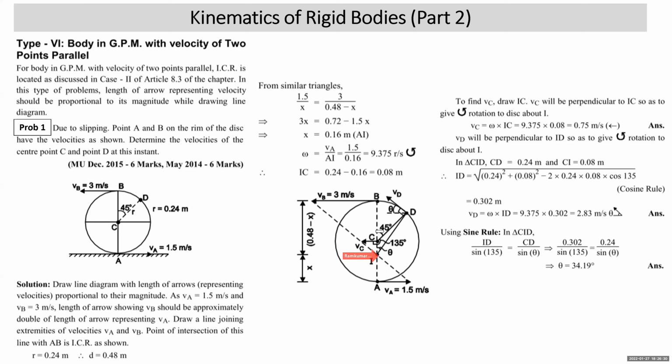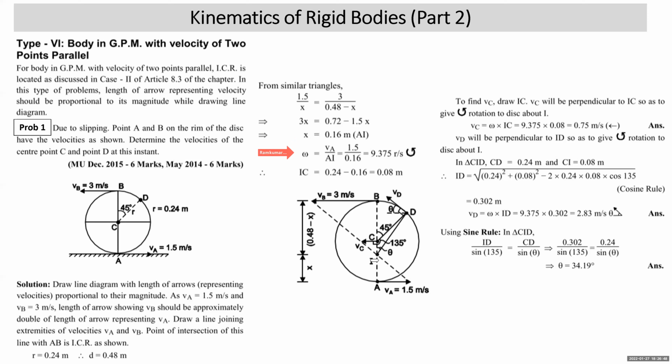So omega of this disk will be VA upon AI or VB upon VI. So we have taken VA upon AI, right? VA is 1.5, AI is 0.16. So you get angular velocity of this disk 9.375 with ICR at I. All right. Now you want velocity of point C.